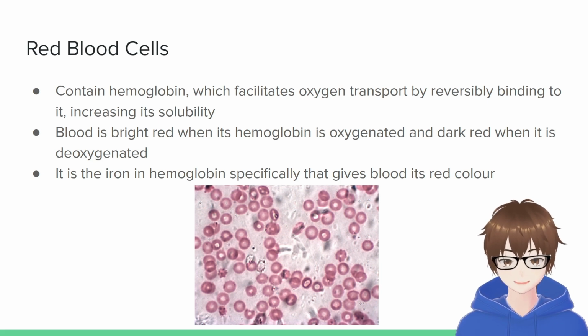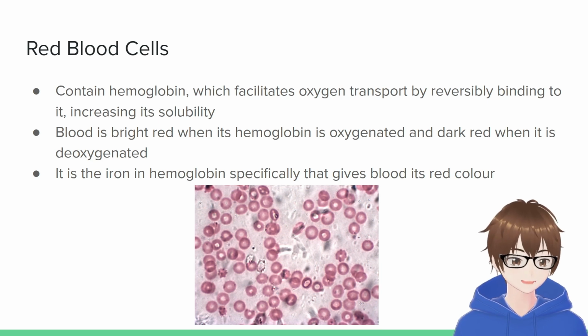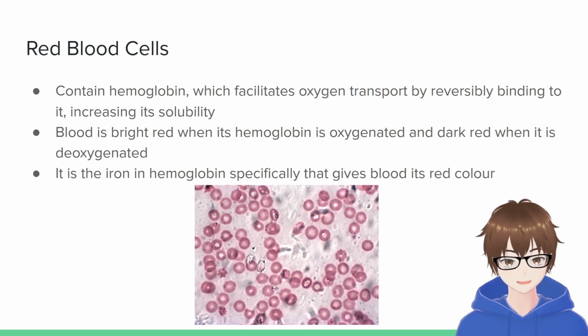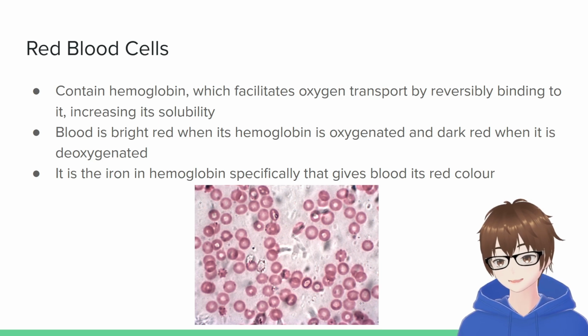Blood is bright red when its hemoglobin is oxygenated, and dark red when it is deoxygenated. We'll talk about the oxygenated and deoxygenated blood in a moment. But it is the iron in the hemoglobin that gives the blood its red color. So whenever you think of red blood cells, the red color is given to it by the iron that's in the hemoglobin. And then I do have a picture here from a microscope that shows some red blood cells.